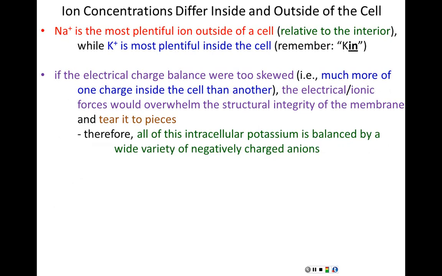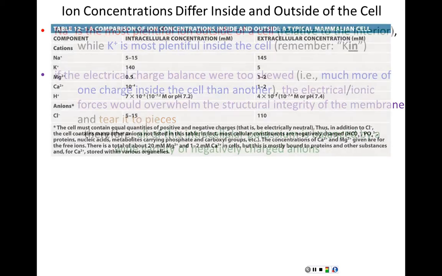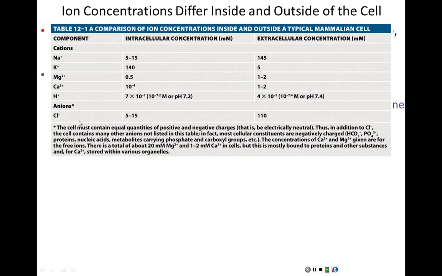Inside the cell, all the intracellular positively charged potassium is balanced by a very large, wide array of negatively charged anions. There are so many different types of them that they're not included on this table. If you read the fine print here, that's what it says: all of the potassium inside the cell has to be balanced by a collection of different negatively charged anions, such as bicarbonate. Proteins and nucleic acids themselves, as we know, are negatively charged, at least sometimes for proteins, all the time for nucleic acids, and all of these things help to balance the positive charge of potassium.